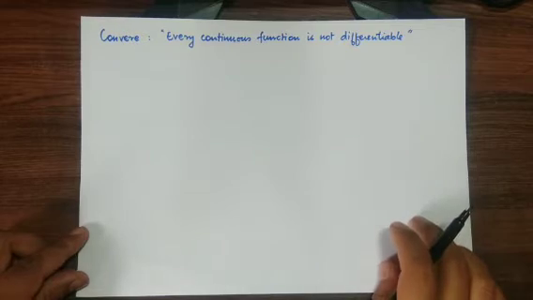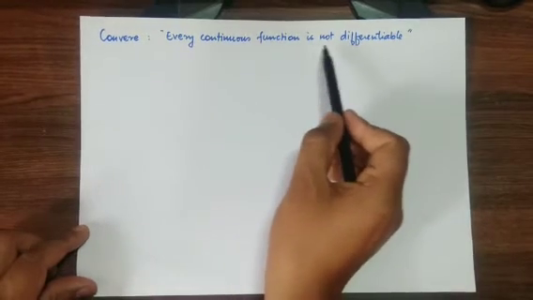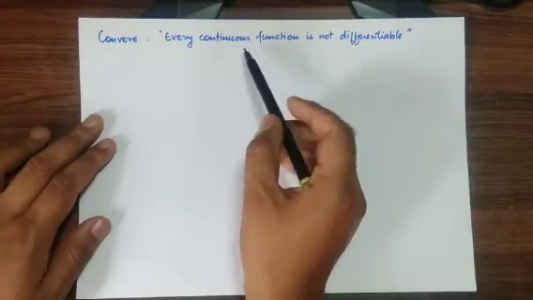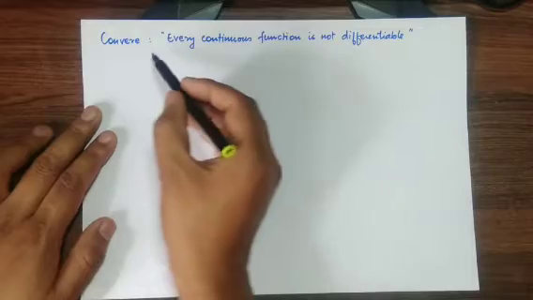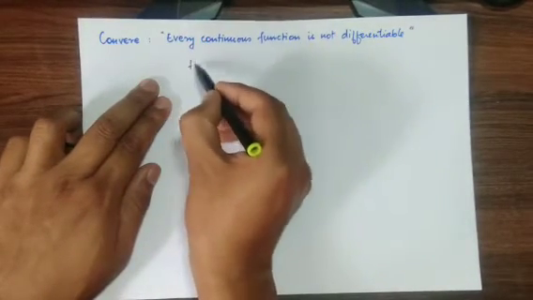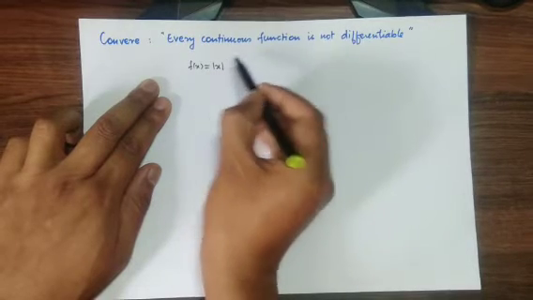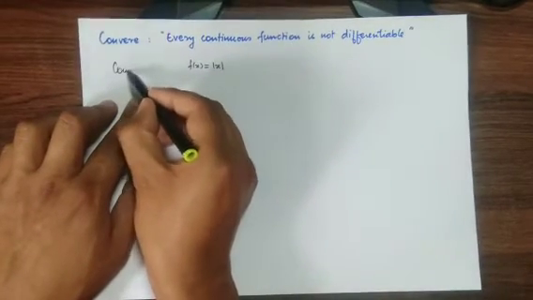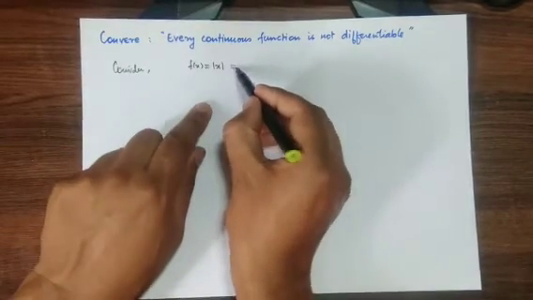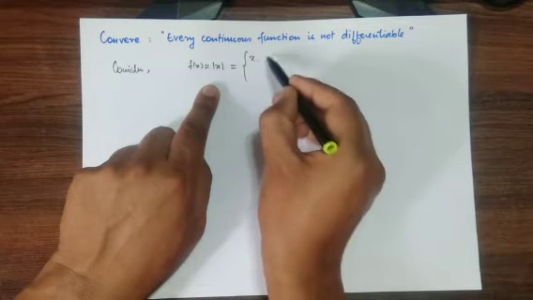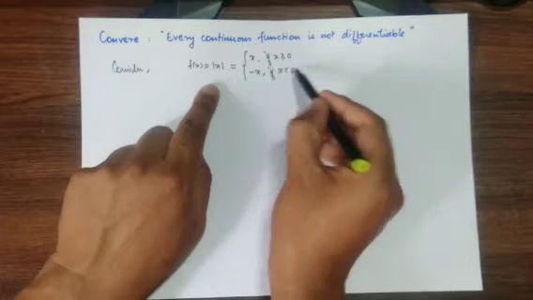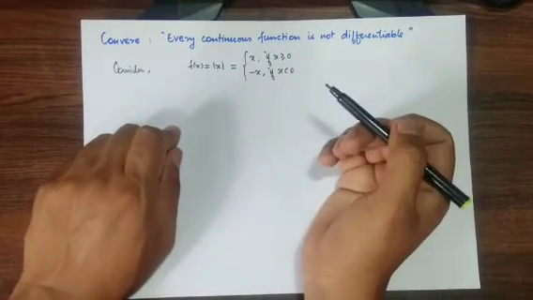Now we'll try to prove the converse, that is, every continuous function is not differentiable. To prove this, I'm going to take a counter example, and for the counter example I'm going to take a function f(x) equals mod x. So we'll write, consider f(x) equals this one, and we know the definition of the modulus function, that is x if x is greater than or equal to 0, and minus x if x is less than 0. So this is the definition for your modulus function.